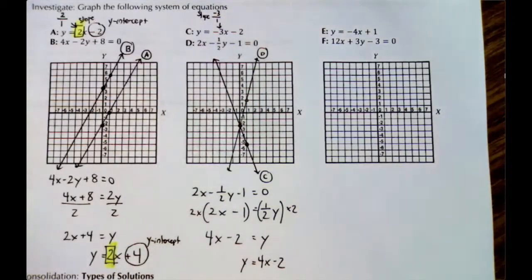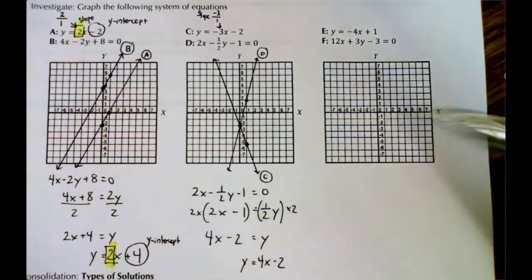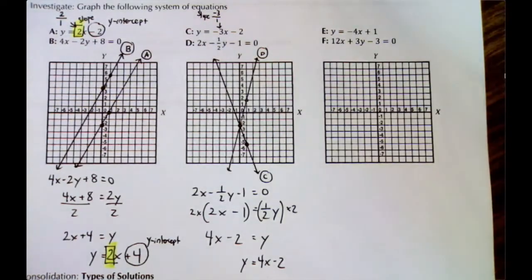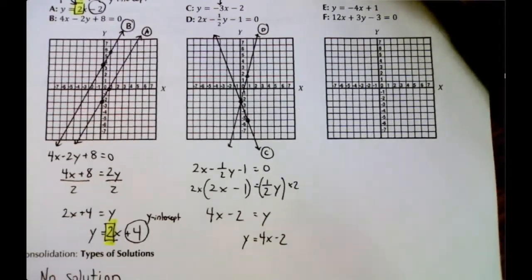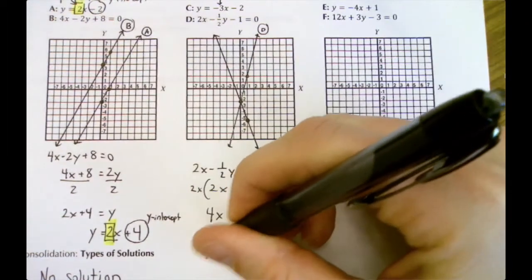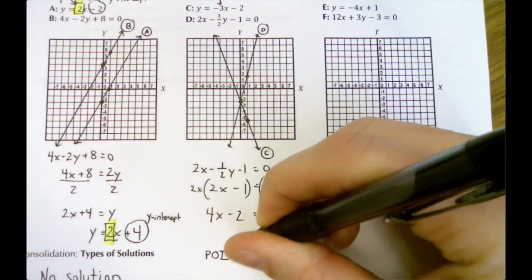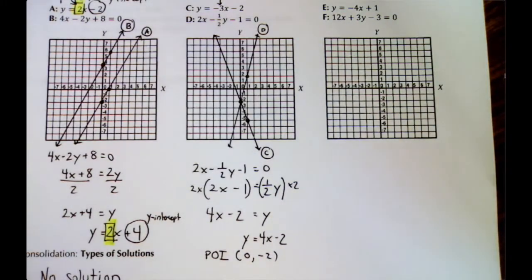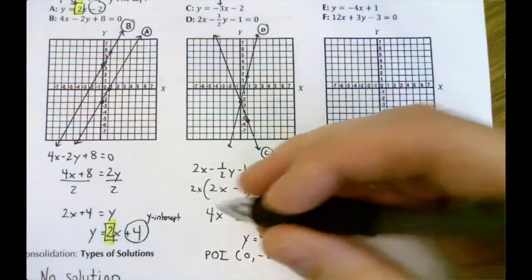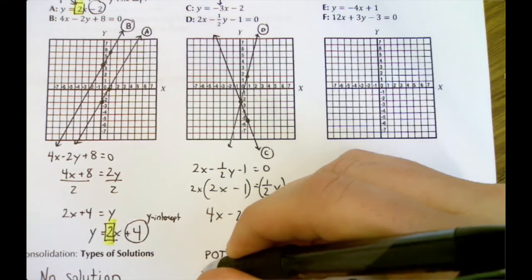That's our equation D. And this time, we have an intercept. There's a shared point of intersection, and that's 0, negative 2. So this time we have a POI. And that point of intersection is 0, negative 2. Remember, read x first, then y. And this type of solution is just called one solution.